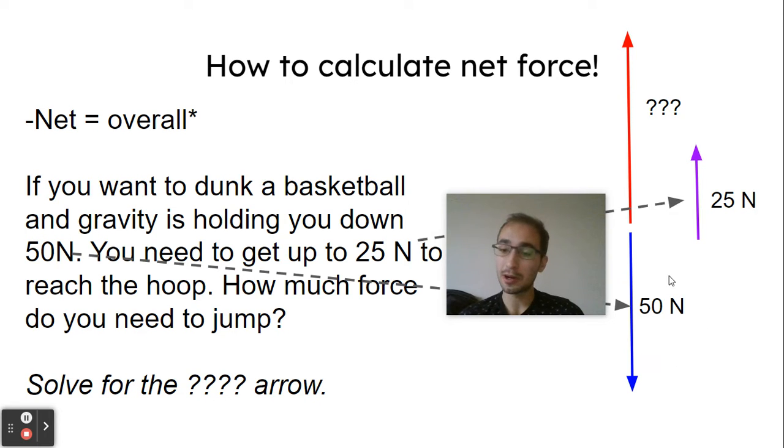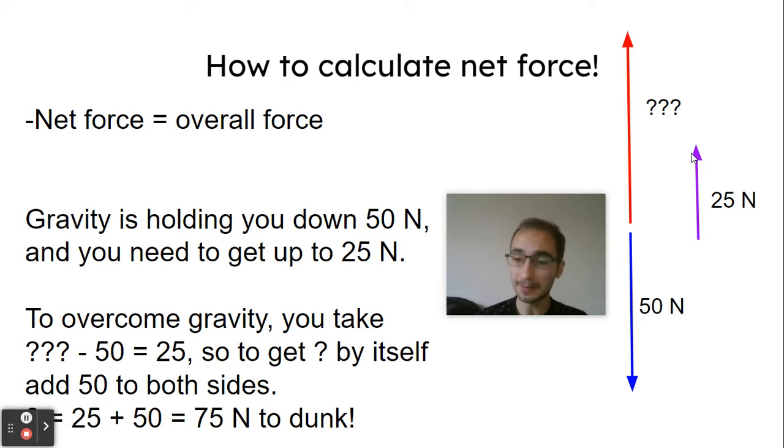You should notice that the blue arrow was representing gravity. The 25, the purple one, is your net. You need to get 25. You're getting held down by 50. So you need to overcome that force of gravity. To figure it out, use algebra or math. So blank minus 50 equals 25, otherwise known as 25 plus 50 equals 75. So 75 up minus 50 down will leave you with 25. So if you want to dunk, you need 75 newtons of force, which is a lot.